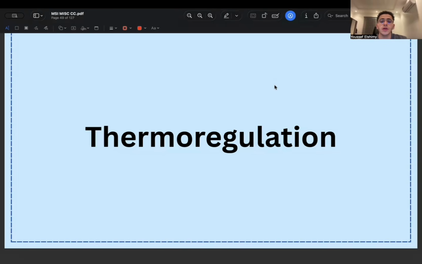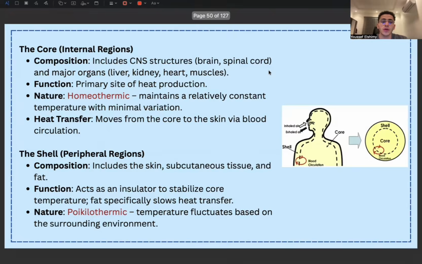All right, let's talk about thermoregulation. So, our body is divided into the core and the shell. The core is basically the internal regions. It includes the CNS structures like the brain, spinal cord, as well as the major organs like the liver, kidney, heart, and muscles. And they are the primary site of heat production. Because they undergo a lot of processes and a lot of metabolism, they produce heat. And naturally, they are homeothermic, meaning that they can maintain a relatively constant temperature with minimal variation.